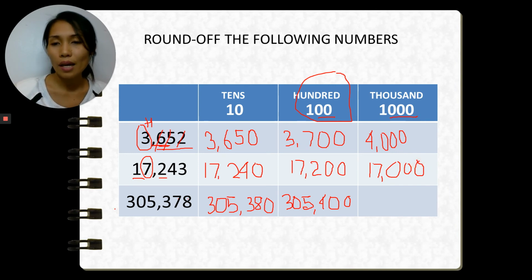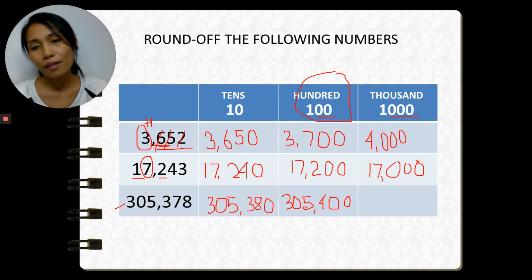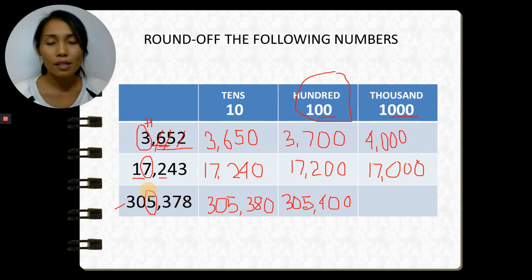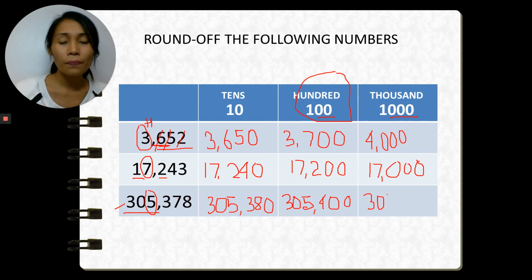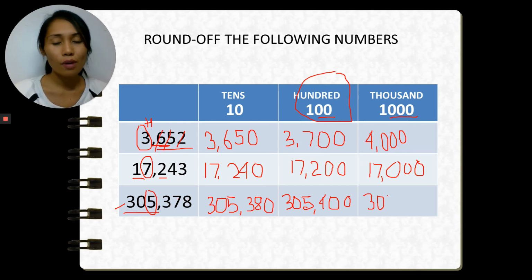Okay, now we are on the last number, 305,378. 1,000 place is digit 5. Now copy all of this. Numbers after thousands is 30. Now decide, are you going to round up 5 or round down? Since the next digit is 3, then that means we will round down. Okay, 3 is less than 5, so we cannot add 1.